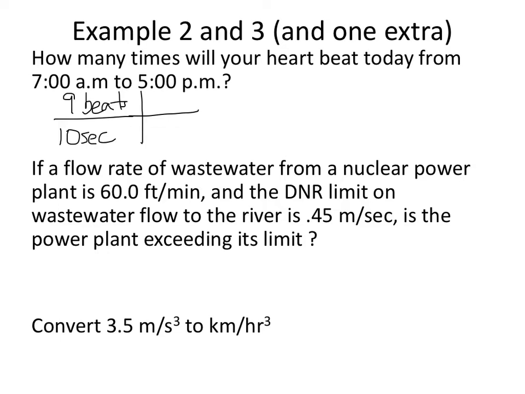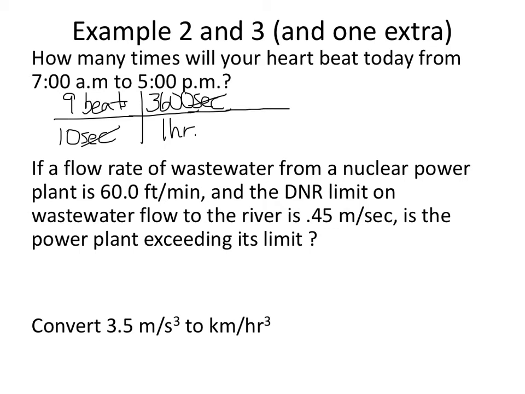Well, we want to know how many times it will beat. So I've got 10 hours here. So let's go ahead and convert this. 3,600 seconds is 1 hour. And again, if you didn't like that one step, you could do 60 seconds in a minute and 60 minutes in an hour. But 60 times 60 is 3,600. Okay, so the seconds cancel.